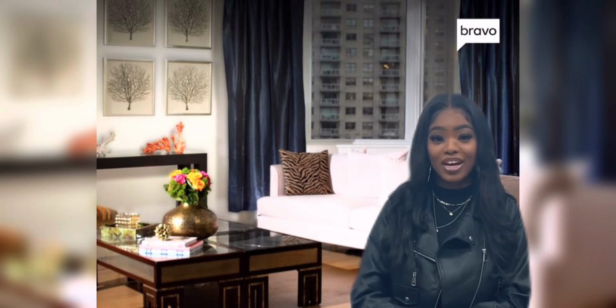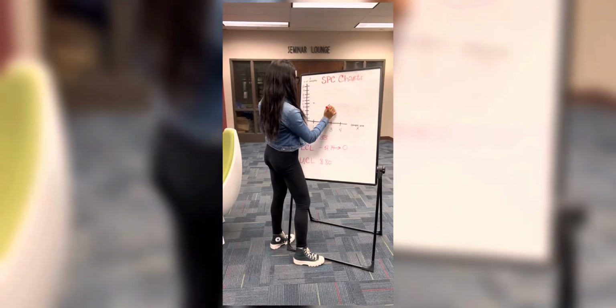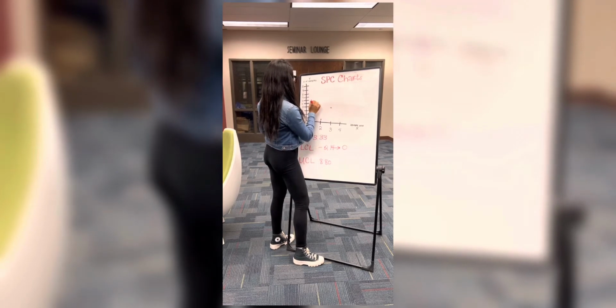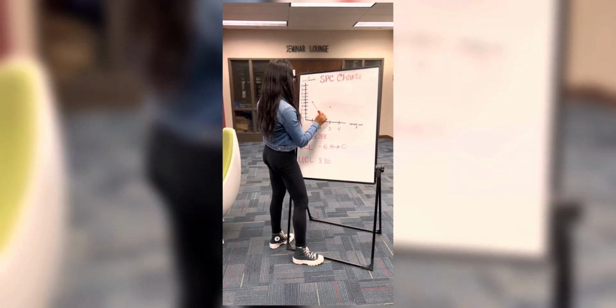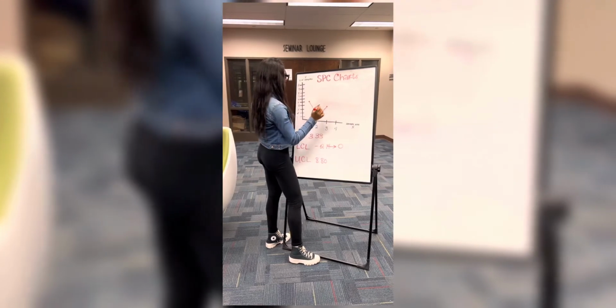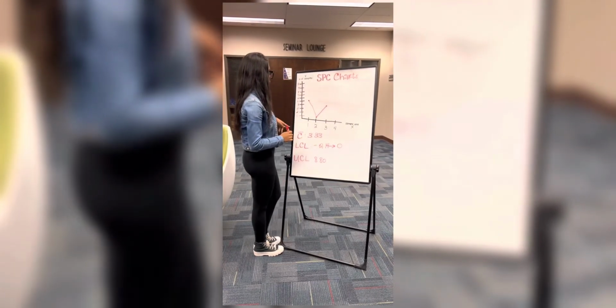I'll be showing you guys how to make a chart for the SPC C chart. To begin, I'll have to set my marker points for each sample, which we started off with our first sample that had 4 red pieces. Our second one had 1, and our last one had 5.